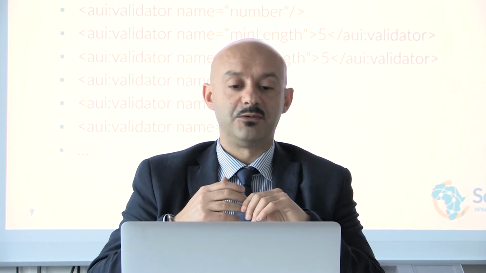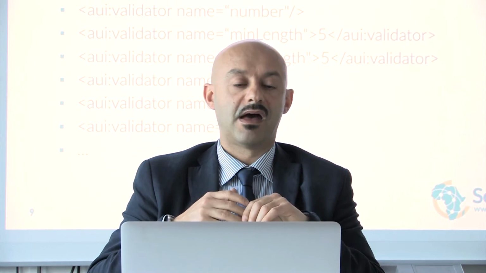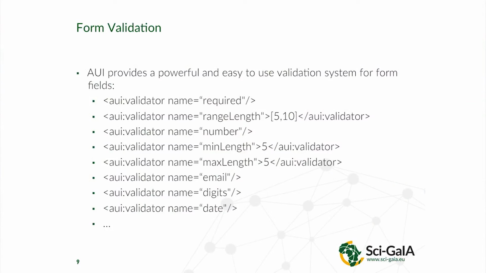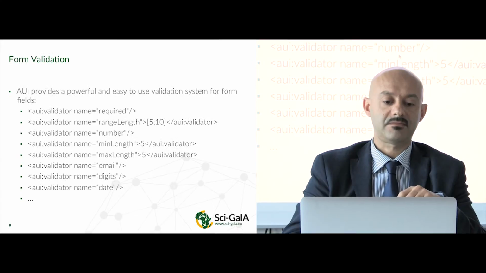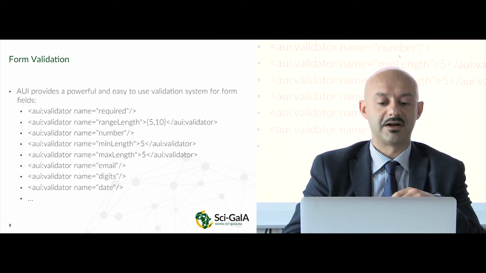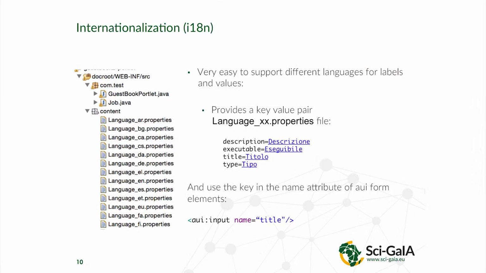One more feature that we have with the AUI library is a powerful and easy-to-use validation system for form fields. We have actually 16 more or less validation rules that can be applied very easily, adding one of those tags in the field of your form. We will see this in practice during the live code session.